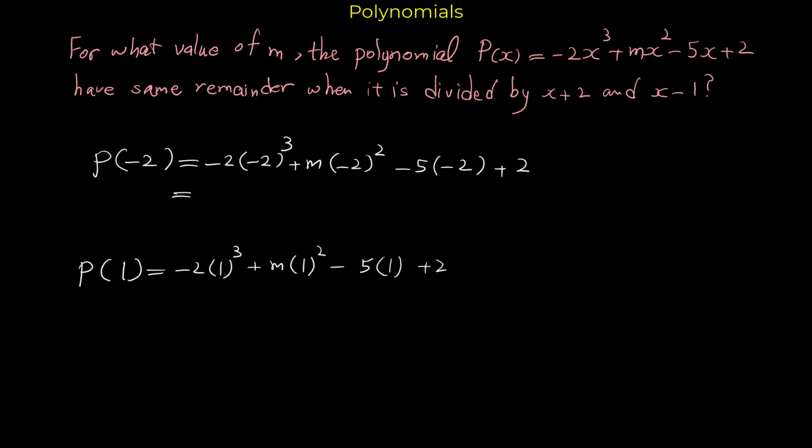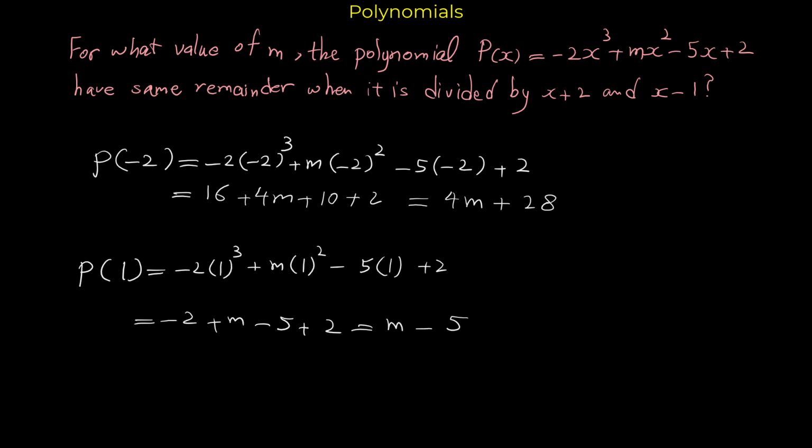Negative 2 to the 3 is negative 8, times negative 2 is 16. Negative 2 to the 2 is 4, times m is 4m. Then we have 10 plus 2. This equals 10 plus 2, 12, plus that 16 is 28. So we have 4m plus 28. This equals negative 2 plus m minus 5 plus 2. Negative 2 and plus 2 cancel each other, so it equals m minus 5.